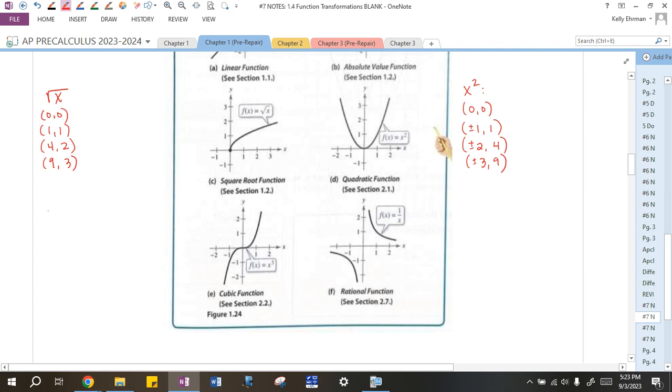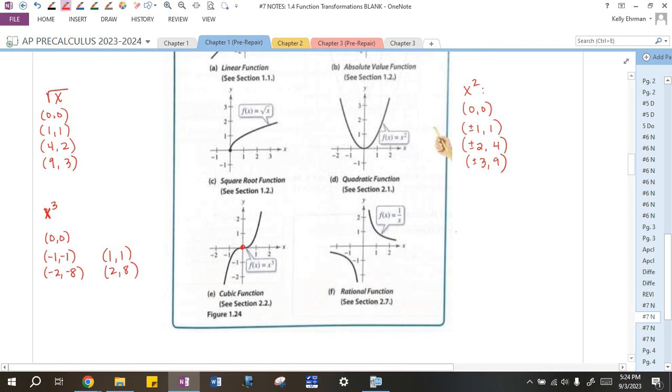The cubic function, I almost wrote cubic, x to the third. So we should have (0, 0), which is the center. And then there are negatives and positives. So let's do the negatives first. Negative 1 cubed is negative 1. Negative 2 cubed is negative 8. Also, 1 cubed is 1. 2 cubed is 8.